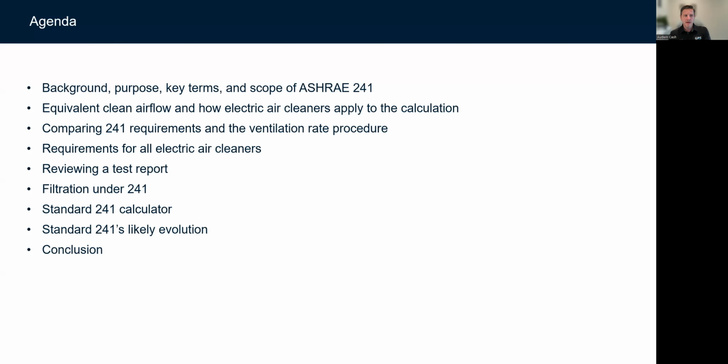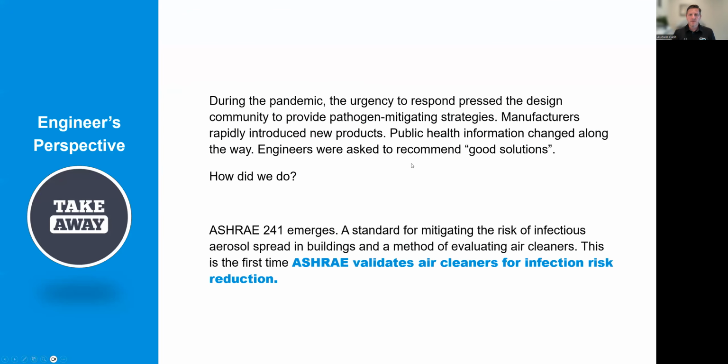Tool is a calculator that came out for 241, and then how we think it's going to evolve, and then we'll talk about some Q&A. But first of all, there are a number of slides in here that take the engineer's perspective into consideration.